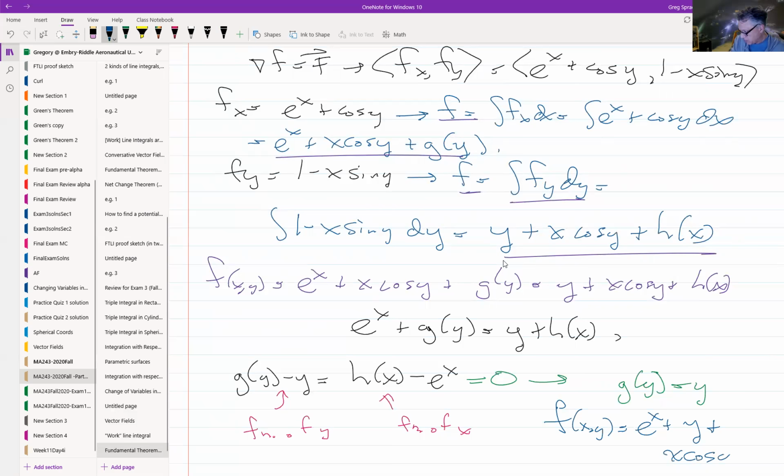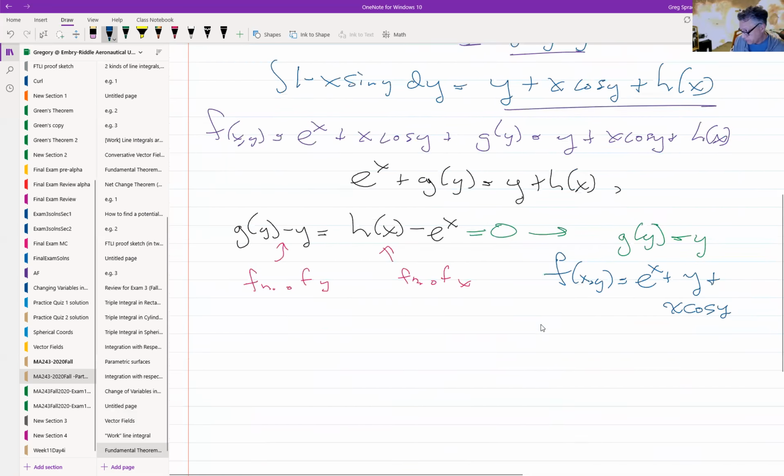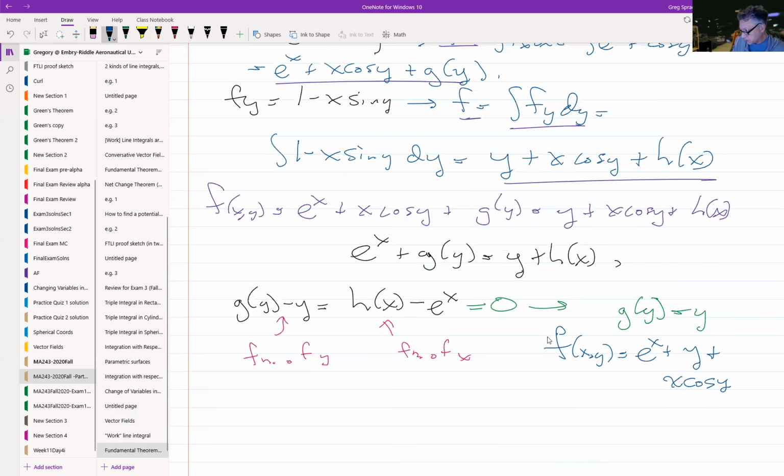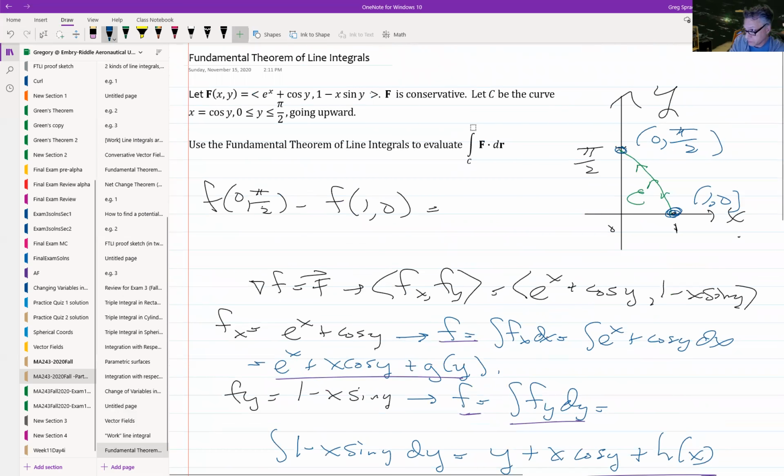Now it feels like I'm done, and that's a great feeling, but I'm not quite done. I have to use the potential function, and I have to plug in the endpoints. I'm going to rewrite the potential function up there with the help of the old short-term memory. So f of x, y is e to the x plus x cosine y plus 1. Okay, I'll plug in the endpoints.